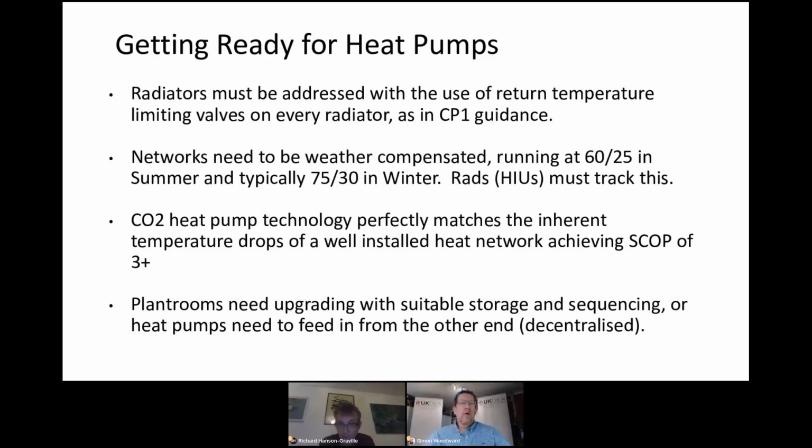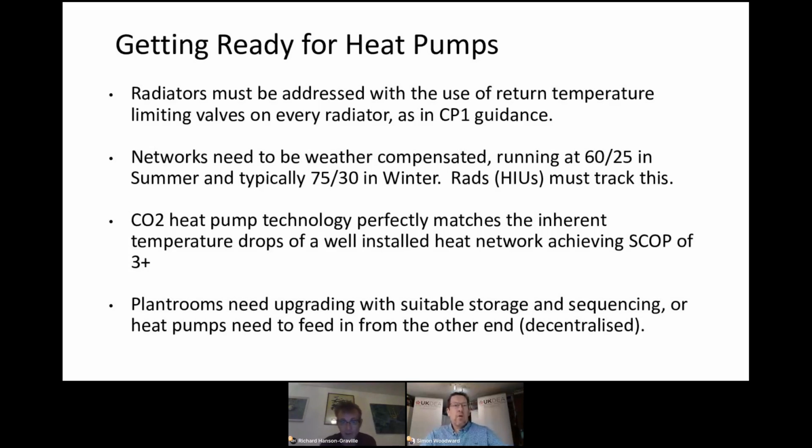And plant rooms need upgrading. The hydraulic layouts need changing. Boilers are never sequenced off storage as per CP1 guidance. So that needs changing, or we need to address putting in the heat pumps at the other end, decentralizing things so we can keep central plants going while we bolt on the heat pumps from the other end, and it can be quite a smooth changeover. That's quite a nice approach that's been looked at in places.